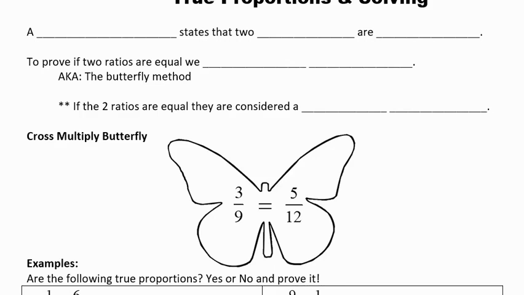In this video, we will be discussing how to determine if two ratios are a true proportion, and then also discuss how to solve them when you're missing a value. So the first thing that we need to discuss is what a proportion is, and a proportion states that two ratios are equal. So it's a way to set up two ratios so we can determine if they're two equal values.